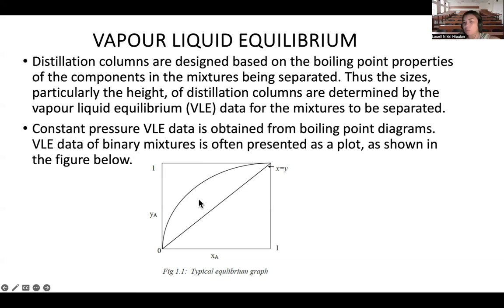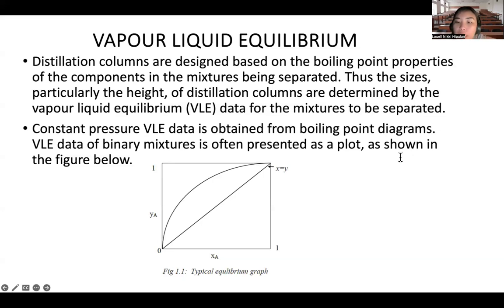Yung phase nila is at equilibrium. So, this equilibrium is important in designing separation processes like distillation. So, yung distillation column is based on the boiling point properties of the components in your mixtures. So, the sizing and the height of your columns are important and are determined by the VLE data of your mixtures being separated.